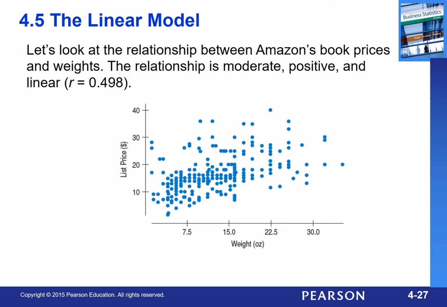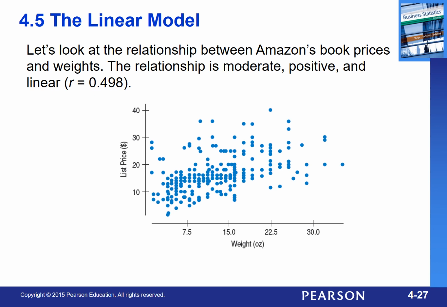Welcome to the linear model. Below I have a scatter plot of Amazon's book prices versus weights. I gathered this data in 2015. It was late 2014. Nope. No, it was 2015. It was January. Sorry. And as you look at the model, I'm hoping you notice that it has a general positive trend.